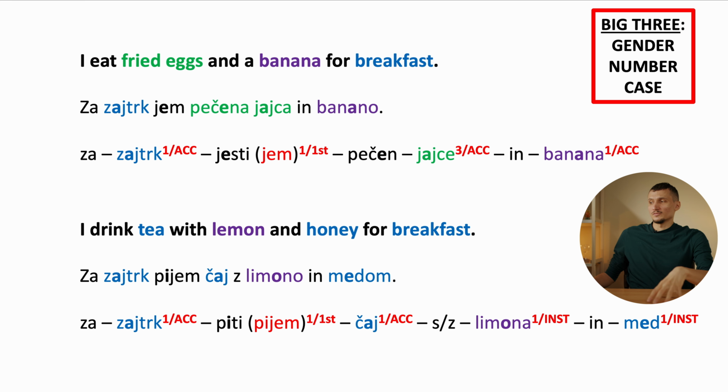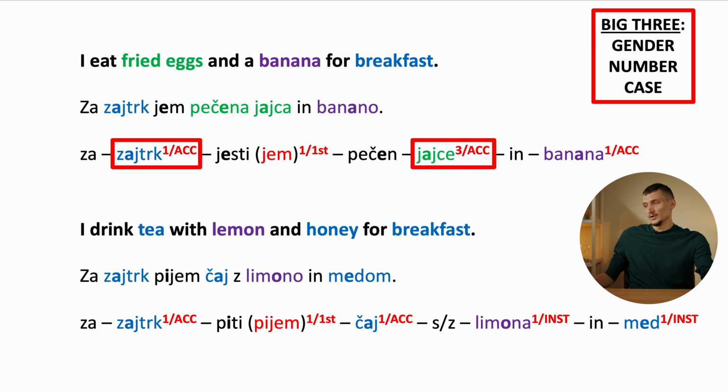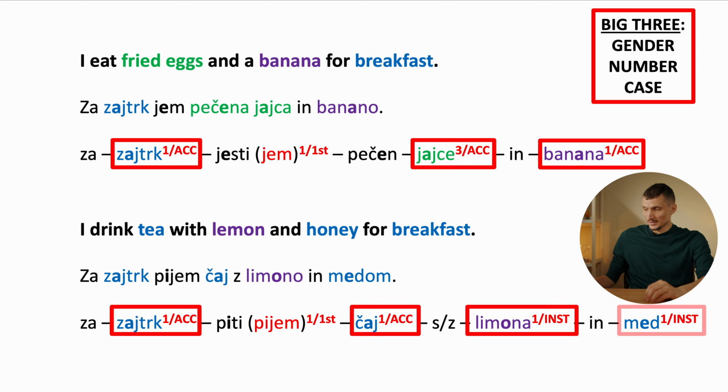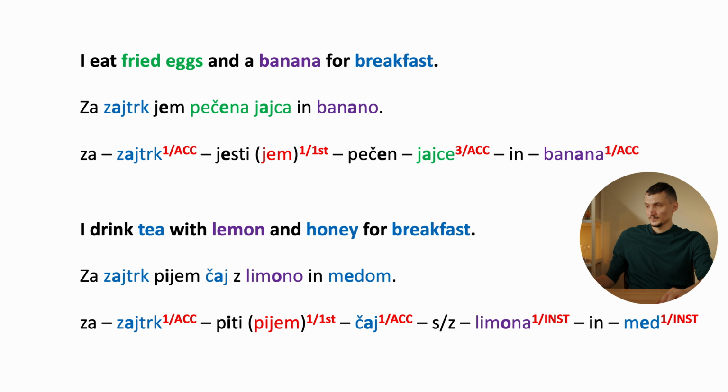And so we can think of all of the nouns in terms of the big three. Zajtrk is masculine, singular accusative. Jajce is neuter, plural accusative. Banana is feminine, singular accusative. Zajtrk is masculine, singular accusative, as is čaj. Limona is feminine, singular instrumental. And med is masculine, singular instrumental.